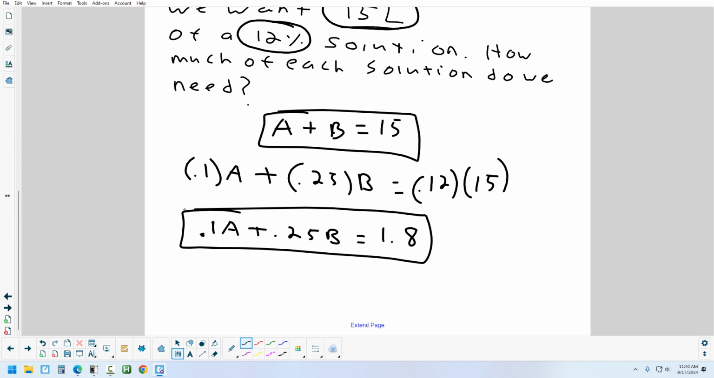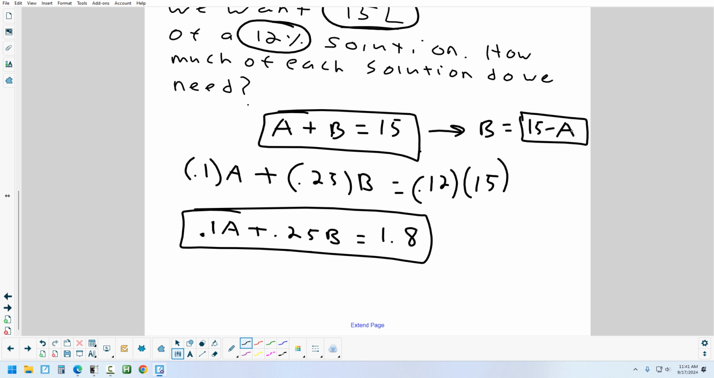Does anybody remember how you can solve a system? I would do something to this one and then take that and put it somewhere else. So if you isolate one of the variables in the first one, plug it into whatever variable you're going to isolate in the second. Could you tell me a variable you want to isolate in the first one? B. What would B equal? 15 minus A.